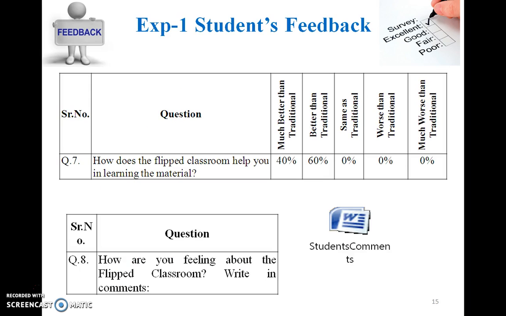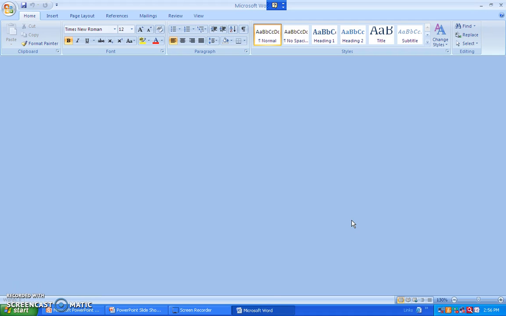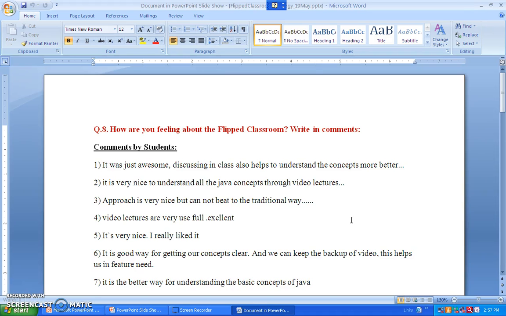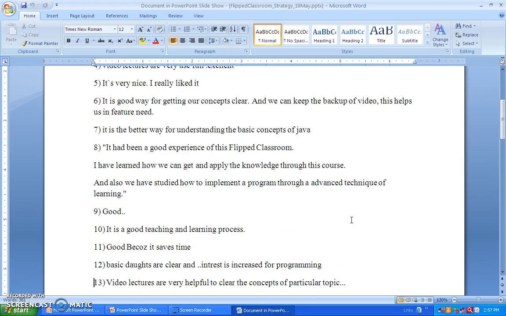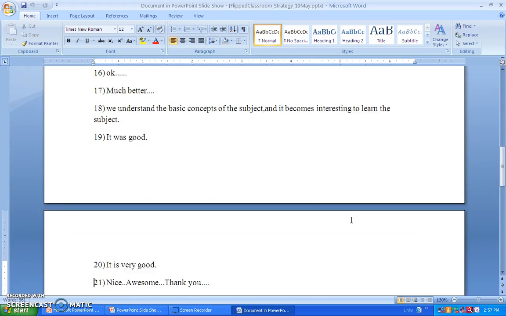In general, the comments given by students about the flipped classroom strategy are listed here. They were collected from the Google Form which we gave to the students as a feedback form.